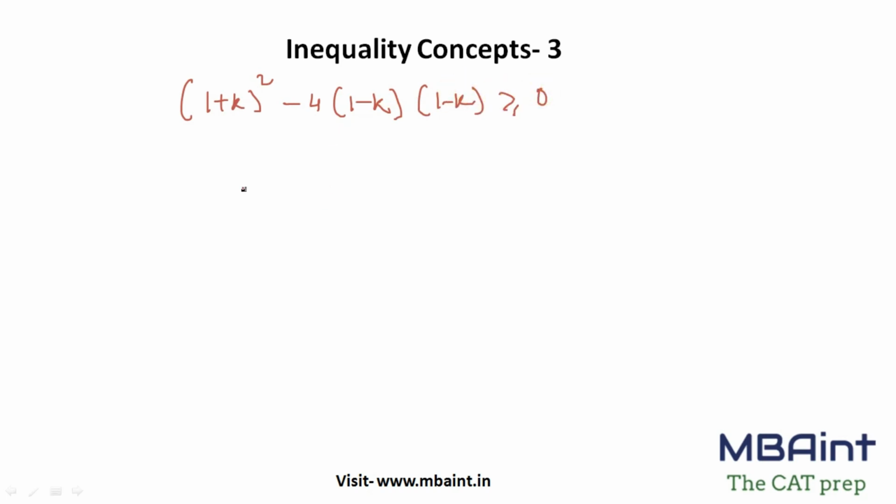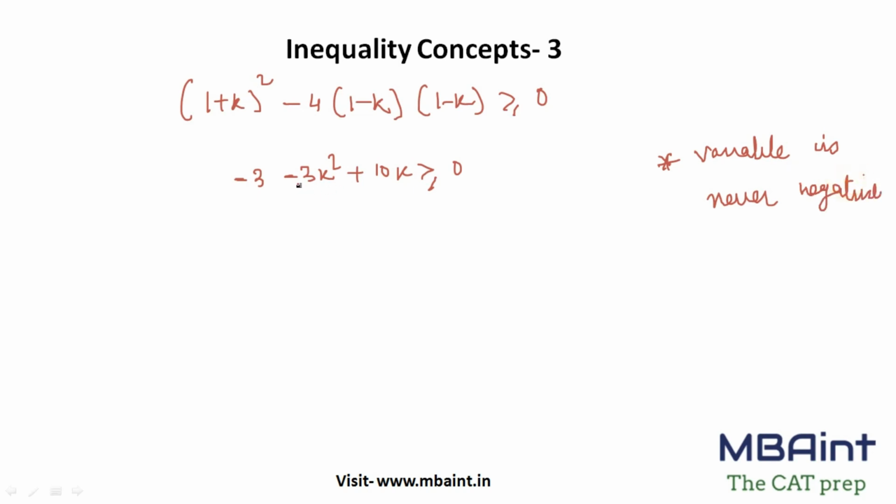When you solve this, you will see that you're getting minus 3k square plus 10k minus 3, greater than or equal to 0. Guys, I assume that you will be able to expand these. Now remember one important point: in an inequality, the variable is never negative. So if the variable is negative, I need to make it positive. Here it is negative, so in order to make it positive, I'll multiply both sides by negative. Once I do that, my sign flips, right?